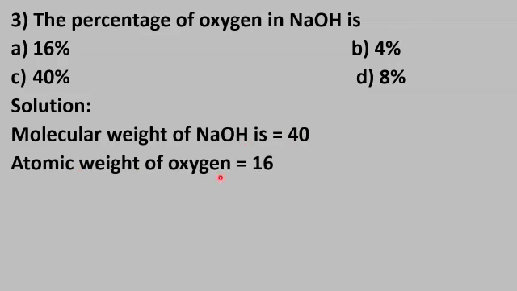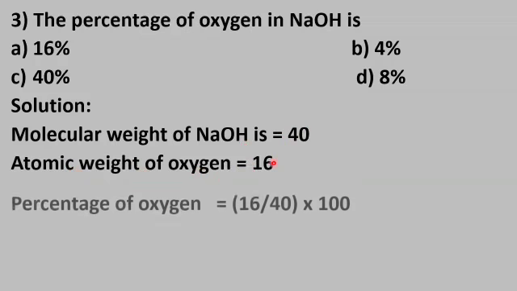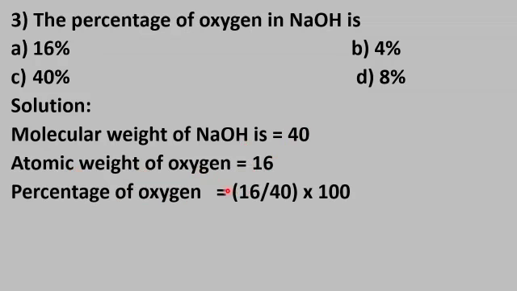Then atomic weight of oxygen we are having 16. Percentage of oxygen is equal to atomic weight of oxygen divided by molecular weight of the NaOH into 100. So usually percentage of any atom is equal to atomic weight divided by molecular weight of the compound in which the atom is present, into 100 will give percentage of that atom.